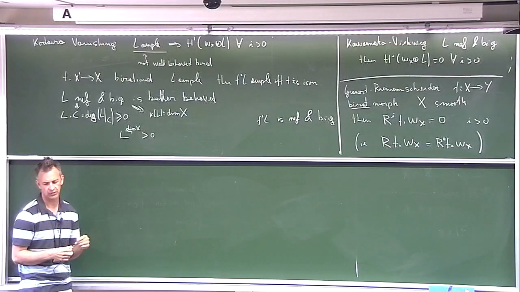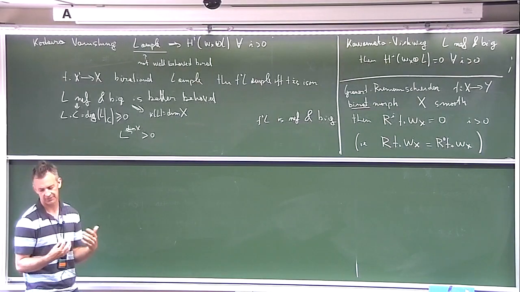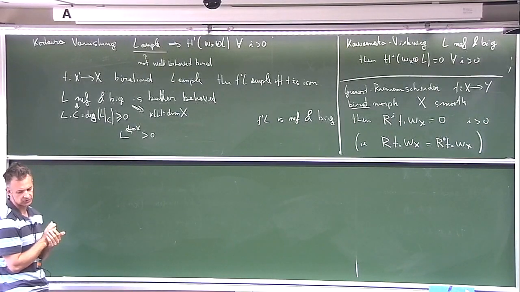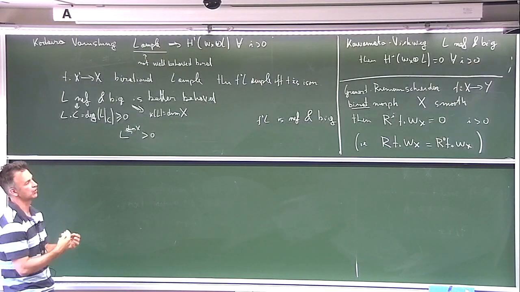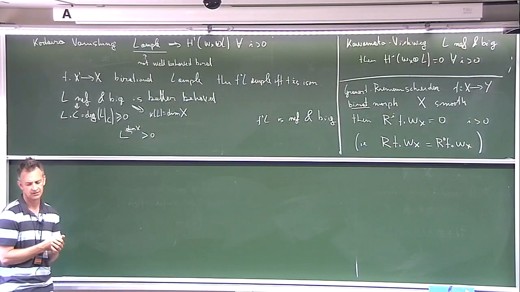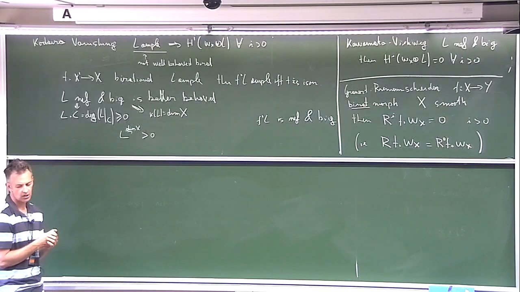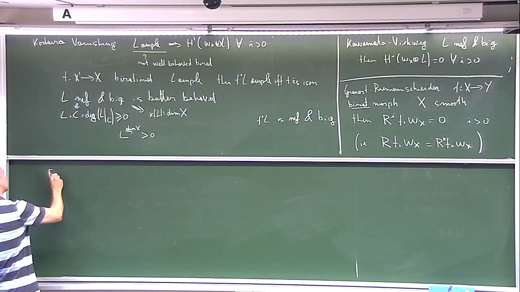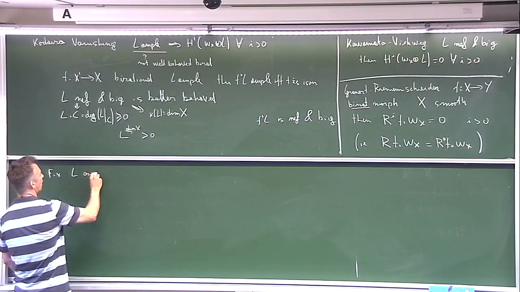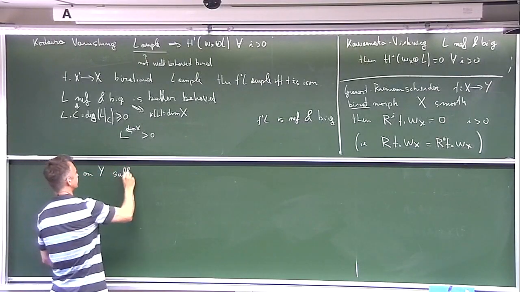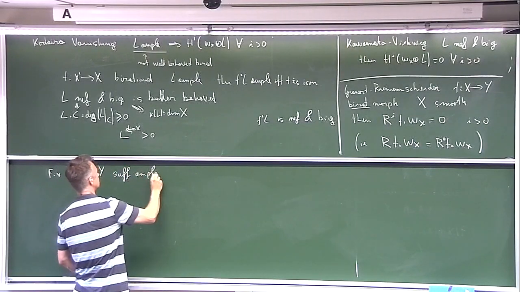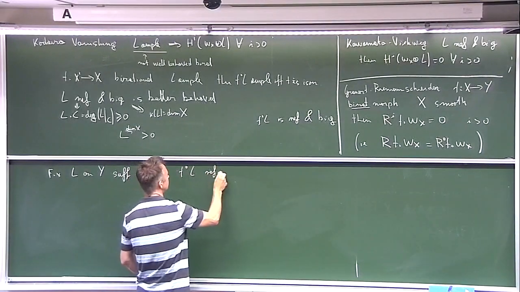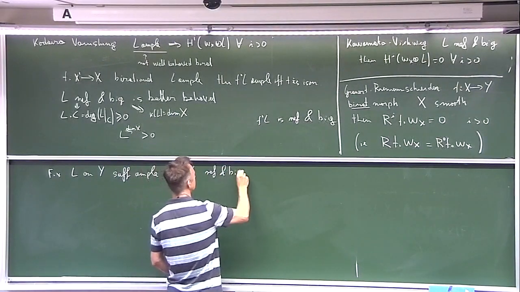So it's a very quick argument. I know a lot of you have seen it before, but indulge me for a second. A similar proof will appear later on, and so it's good to see this one right now. So the way I want to prove this is I want to fix L on Y sufficiently ample. And in particular, of course, f upper star of L is going to be nef and big.